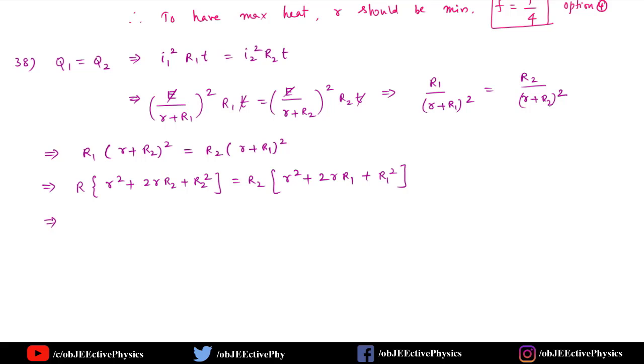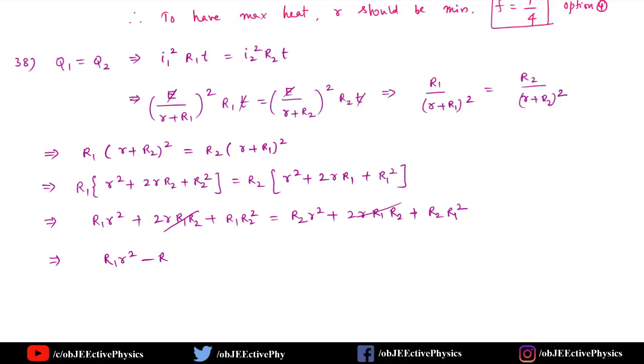That implies R1 into small r square plus 2 small r R1 R2 plus R1 R2 square is equal to R2 small r square plus 2 small r R1 R2 plus R2 R1 square. On both sides 2 small r R1 R2 cancels, and R1 small r square minus R2 small r square is equal to R2 R1 square minus R1 R2 square.